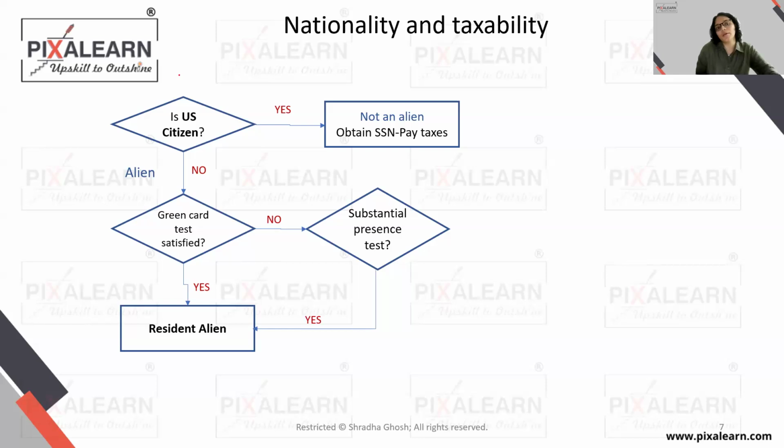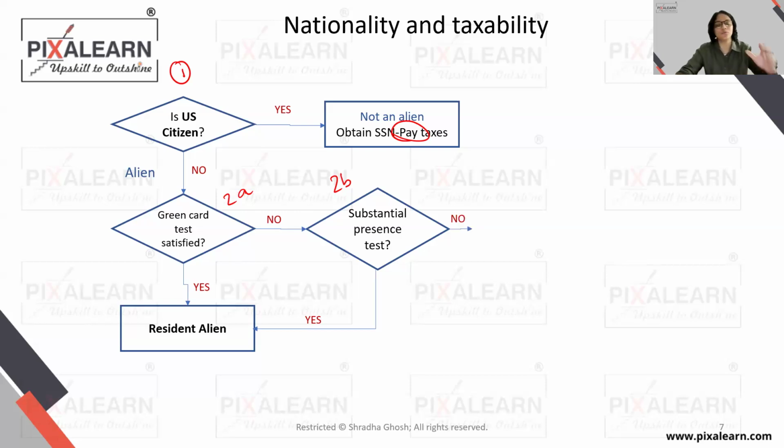So this is the first one: you are a US citizen, and if you're a US citizen, you're going to be paying taxes in the US. If you're not a US citizen, which is the second scenario, and this is 2A and 2B, but if you have a green card or if you're substantially present in the US, you're going to be stamped as a resident alien and you're going to be paying taxes in the US.